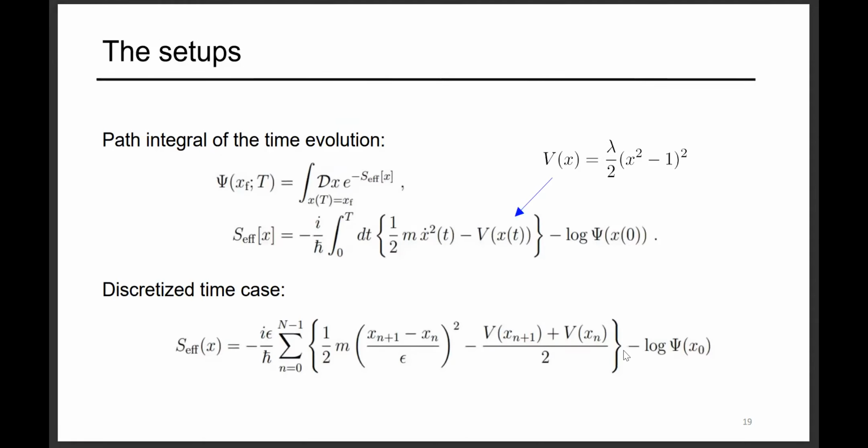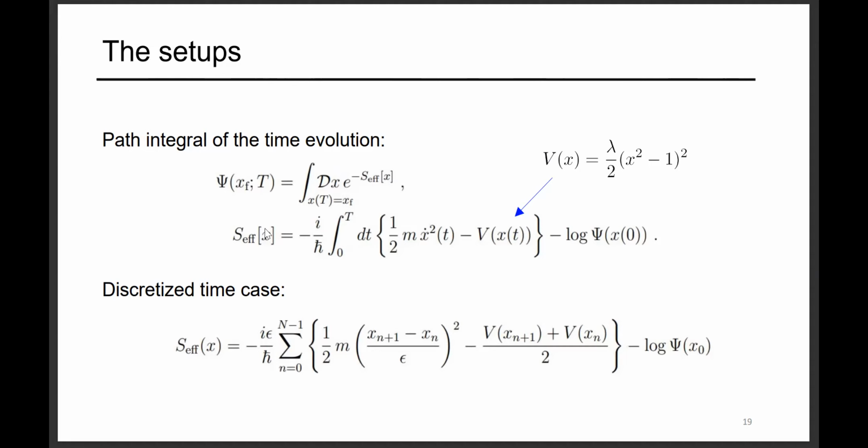I will show the result. Before showing the result, I want to talk about the setup first. So this is the explicit setup of the path integral. We are considering this path integral, which is the time evolution of the wave function. This wave function depends on the final position and the time interval t, and this is the path integral where we fix the final point.